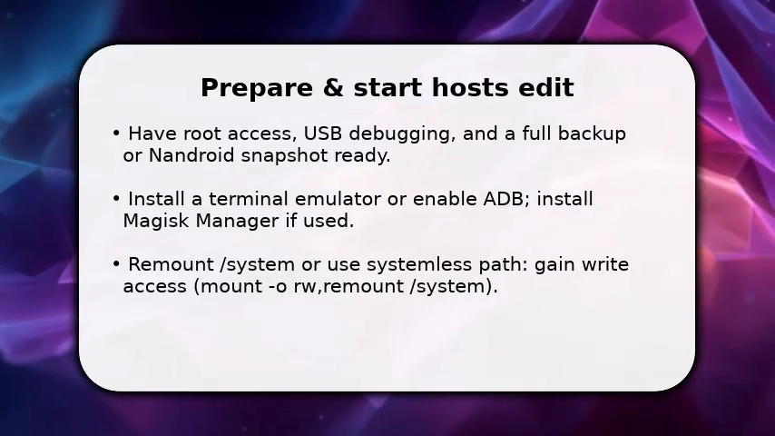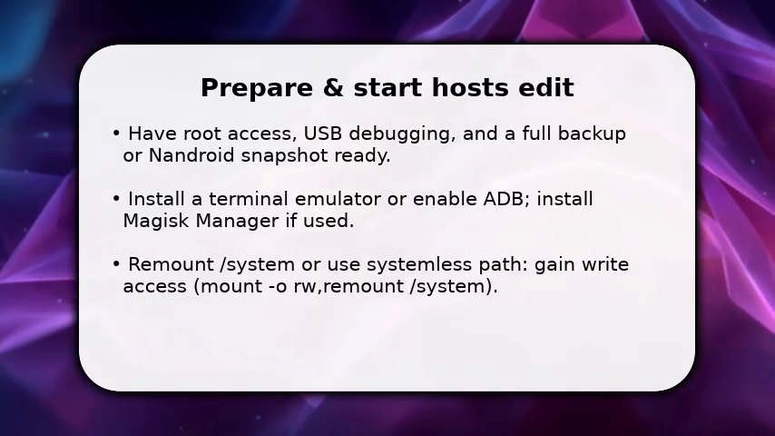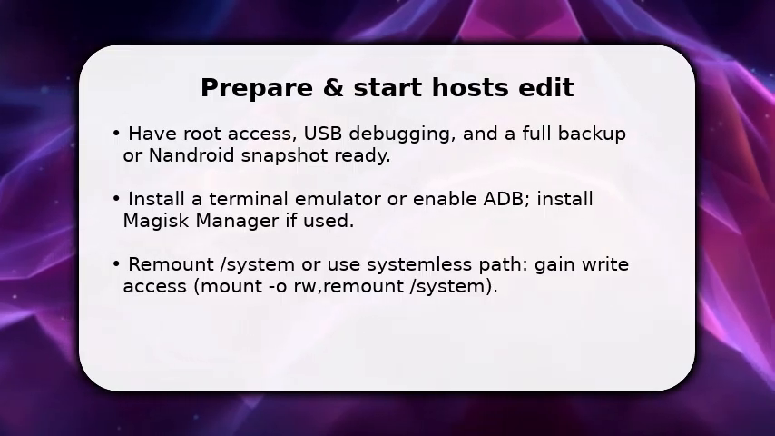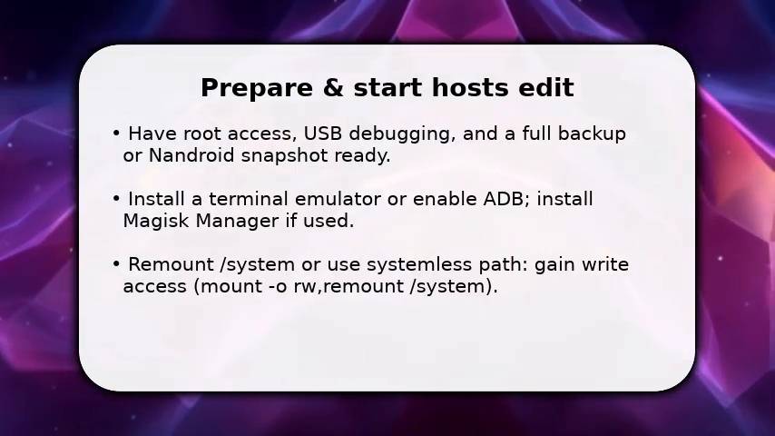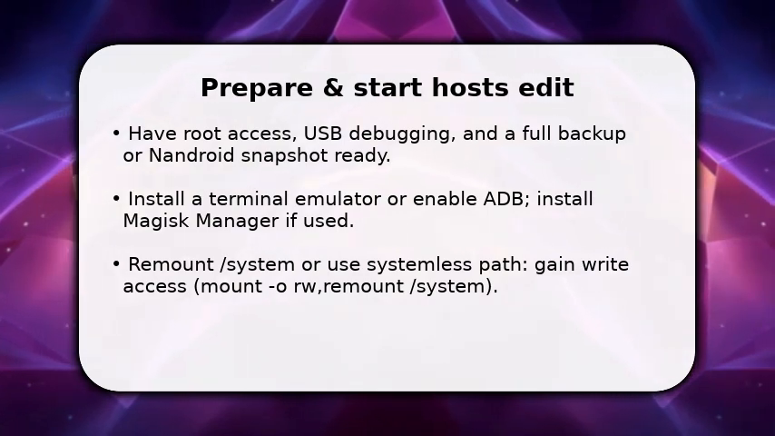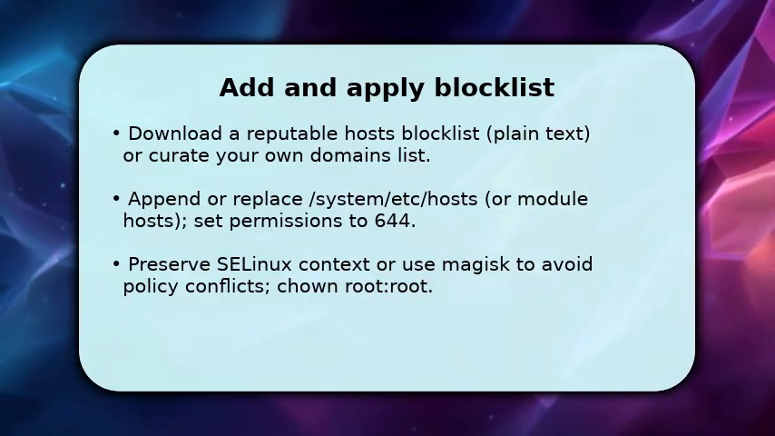Next, decide whether to modify the system hosts or use a systemless Magisk module. Make the partition writable now. Remount /system read-write or prepare a systemless module folder because you need direct write access to replace or append the hosts file immediately. Now you fetch a trusted hosts block list and merge it into the active hosts file.